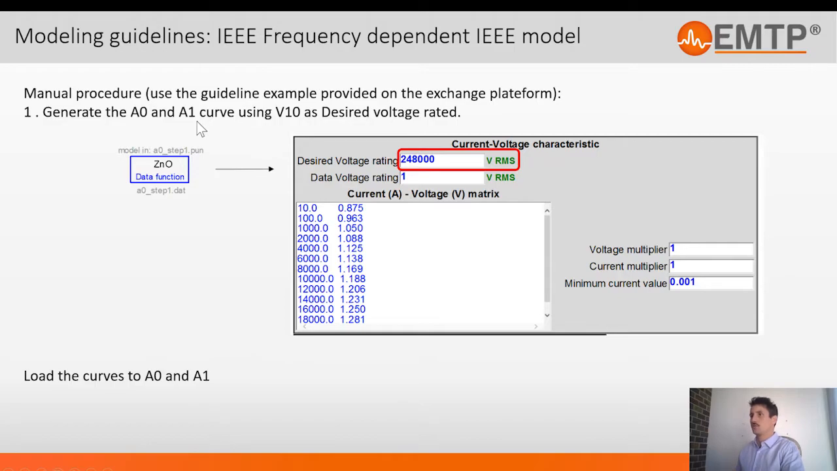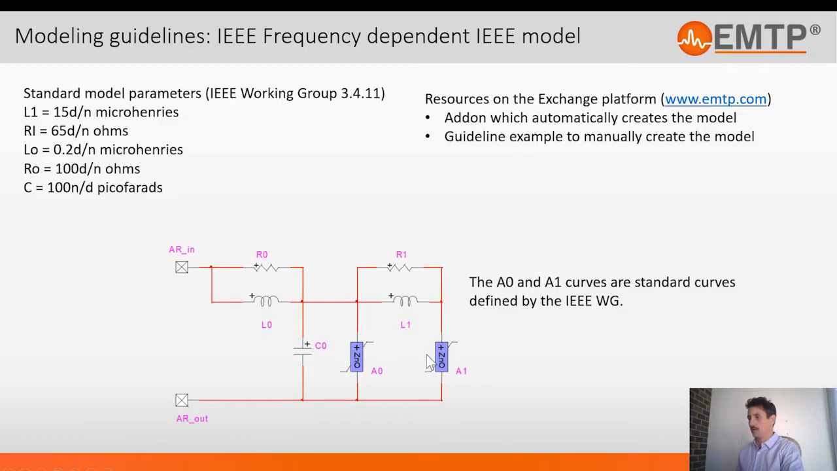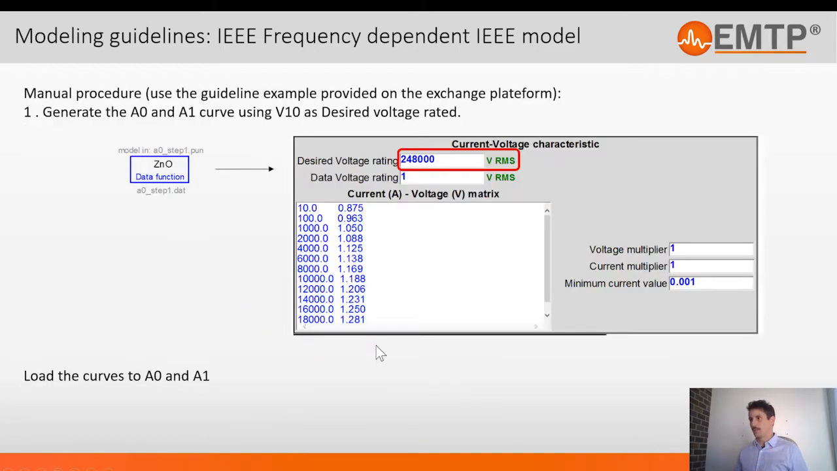So the first thing to do is to adjust those two nonlinear resistances. The shape of those curves is standard. The only thing we are going to change is the scaling. So what we are going to use is the desired voltage rating. You basically reuse the curve that is provided in the guideline and enter here your V10. So V10, which is again the 8/20 10 kiloamps impulse test.